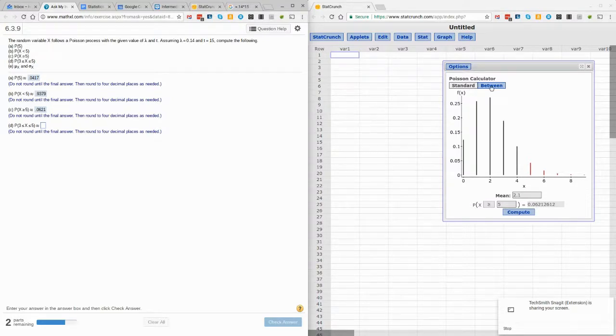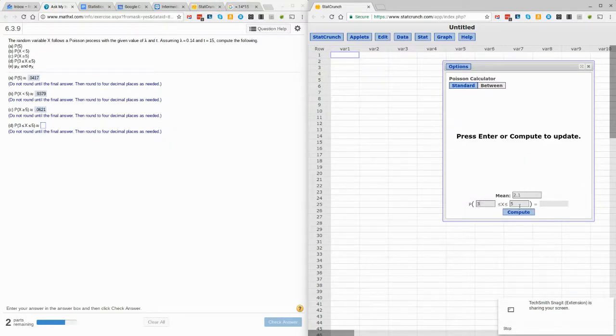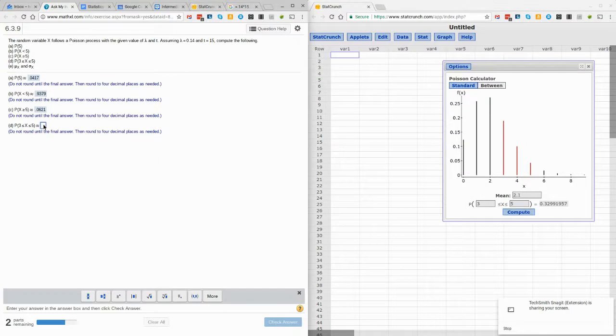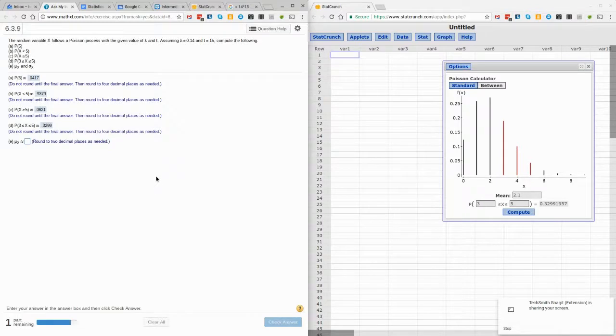Now this is between 3 and 5. So the probability that we get between 3 and 5 successes, and that is, it's still 4 decimal places, 0.3299. Okay. And the last one is just to do the mean. To use the calculator, we had to figure out the mean, right? Which is 2.1. And we got that just by multiplying the lambda times the t.